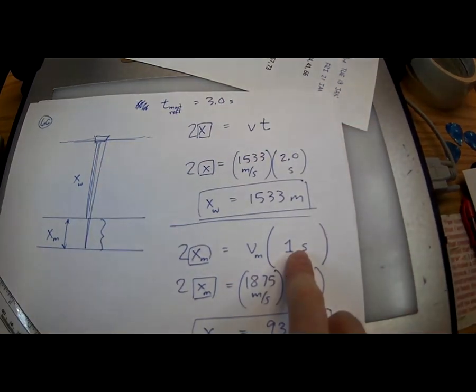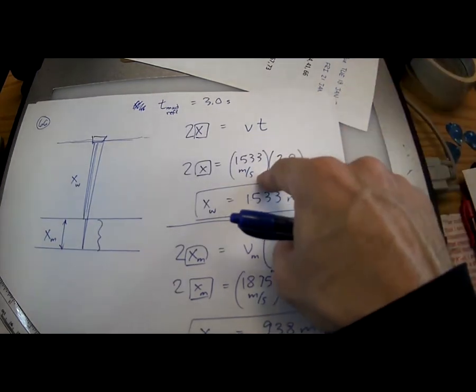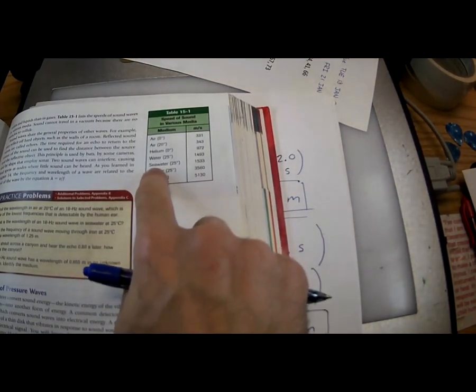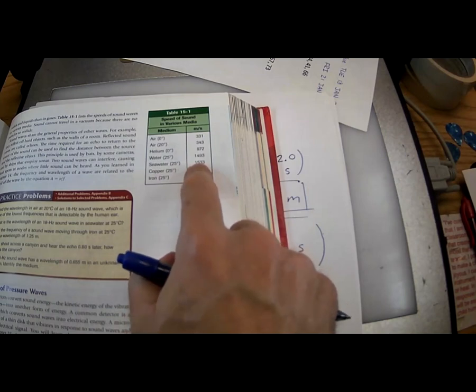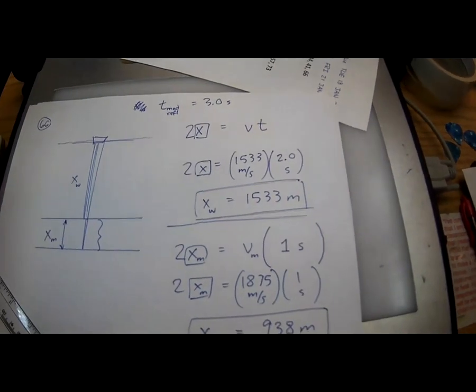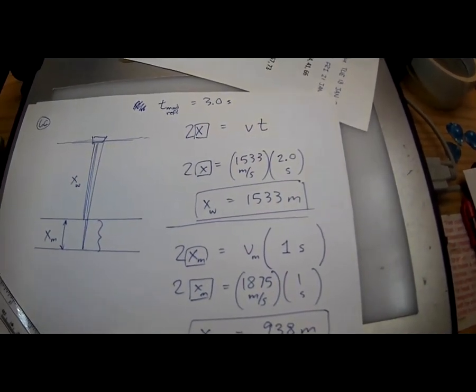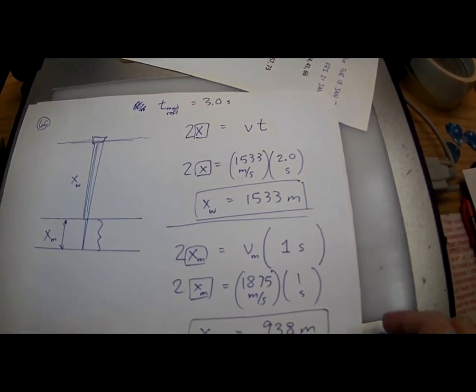Where'd you get the 1533 from? That came from the table in the book. So the speed of sound in seawater is 1533 meters per second at 25 degrees Celsius. That was the part where the book, in that question, did not tell you that number, but they said 25-degree seawater, so you had to look that up.